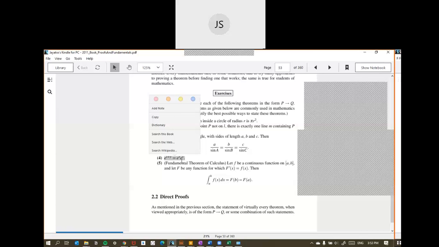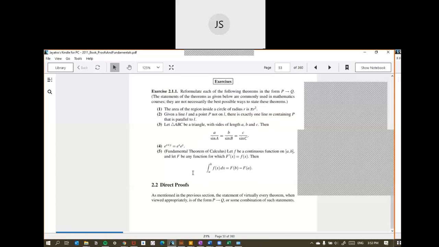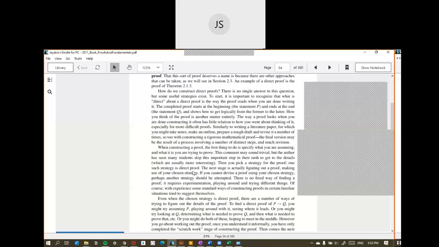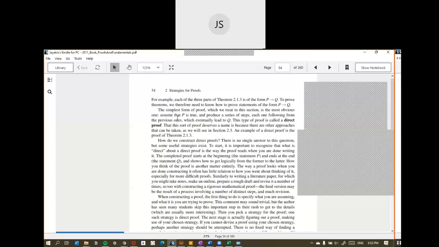To do this, we would say that if x and y are integers, or let's say real numbers, let's say integers for simplicity, then e to the x plus y is equal to e to the x times e to the y. So the simplest form of proof is the most obvious one. Assume P is true and then produce a series of steps, each one following from the previous ones, which will eventually lead to Q. This proof is called a direct proof.